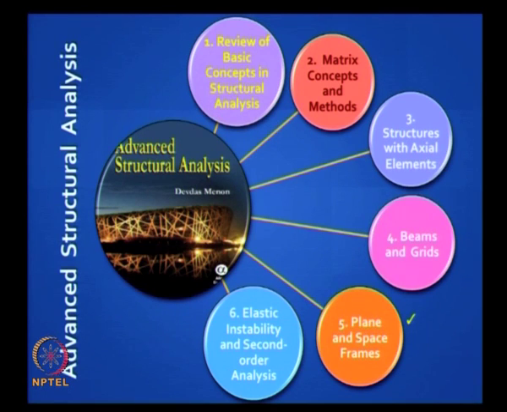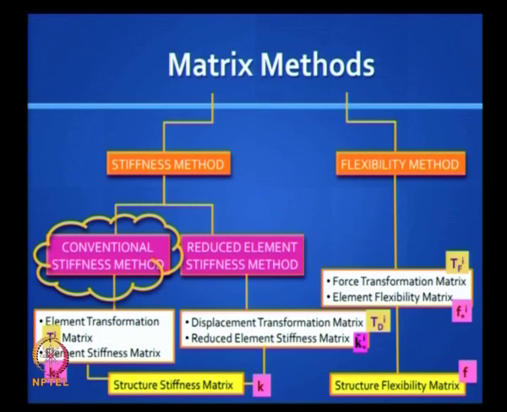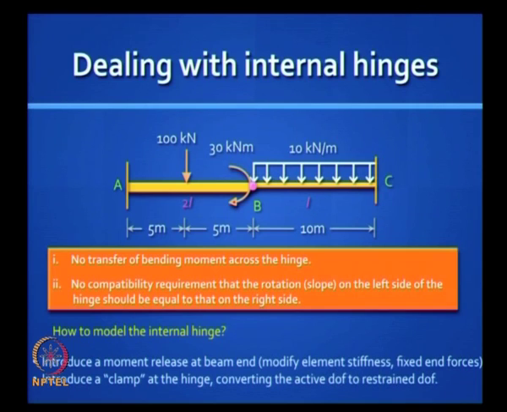and this is covered in the chapter on matrix analysis of plane and space frames in the book on advanced structural analysis. As you know, there are three broad methods we study. We are looking at the first of them, conventional stiffness method, and we will now look at problems where you have internal hinges in frames.